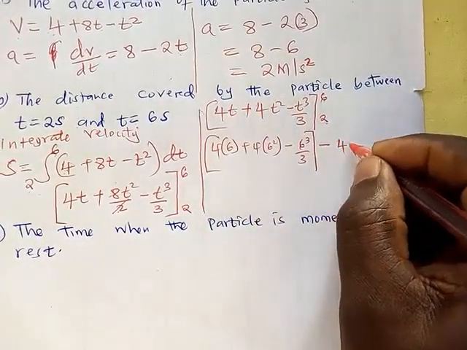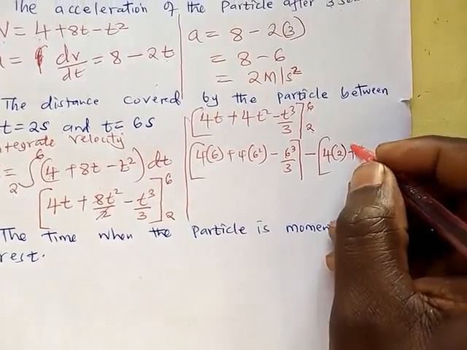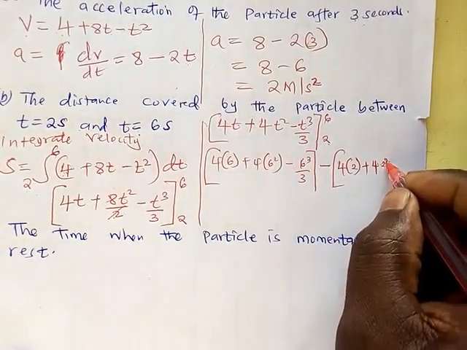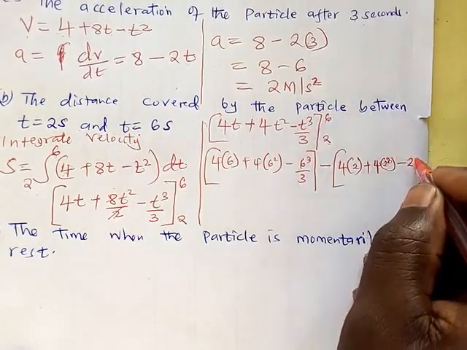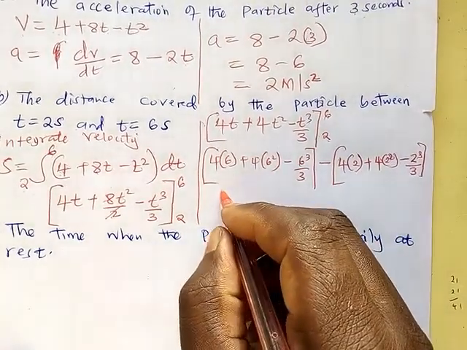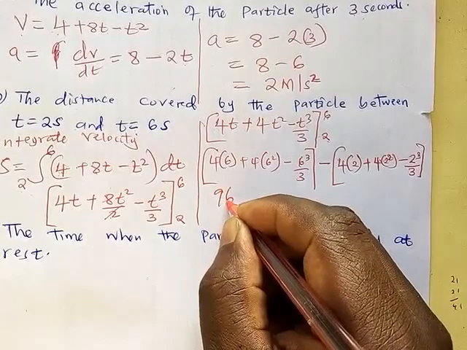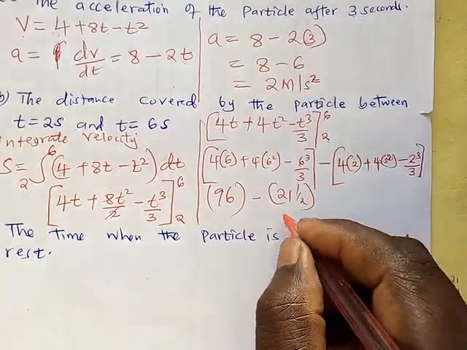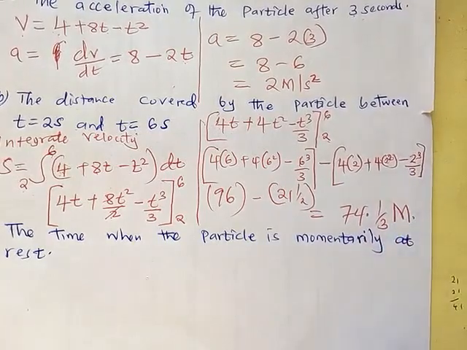everything minus, when the limit is 2, that is 4 into 2 plus 4 into 2 square minus 2 to power 3 divided by 3, and everything here will give us 96 minus 21.25. This one will give us 74.1 over 3 meters, and that is the distance.